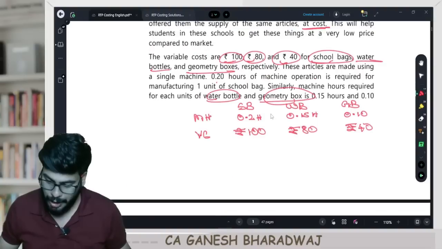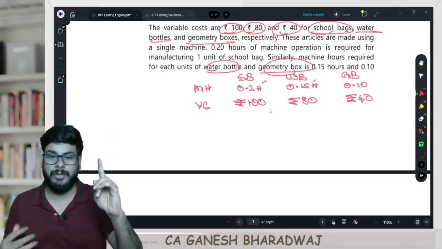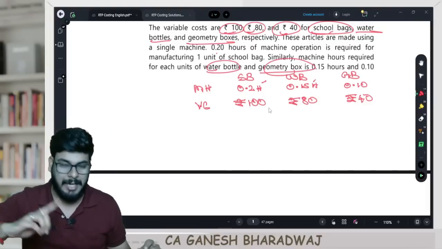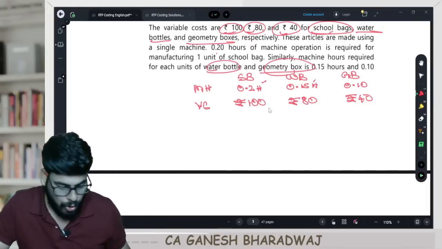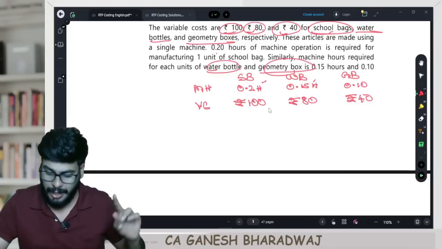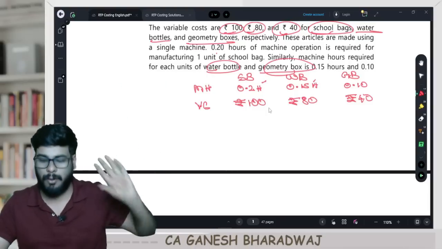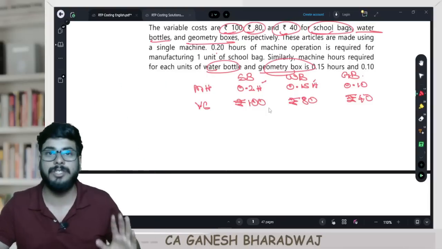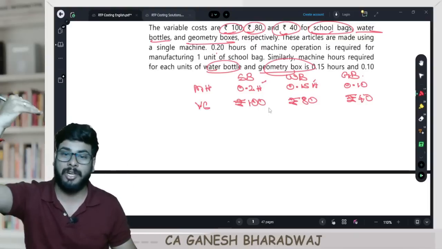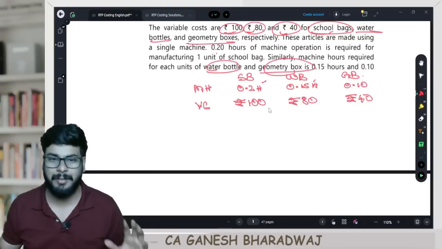Now you have the product wise time consumed. That is product wise, you know how many machine hours it takes. Multiply this 92.5 into 0.2 hours. If you multiply, you will get the overhead cost allocated per unit of school bag. Similarly, 92.5 into 0.15 you will get for water bottle. 92.5 into 0.10 you will get the fixed overhead cost per unit of your geometry box. Are you clear with this? As simple as that. Fine.